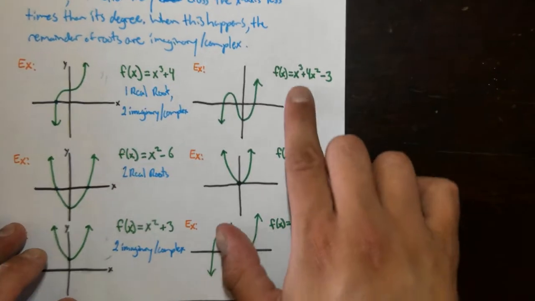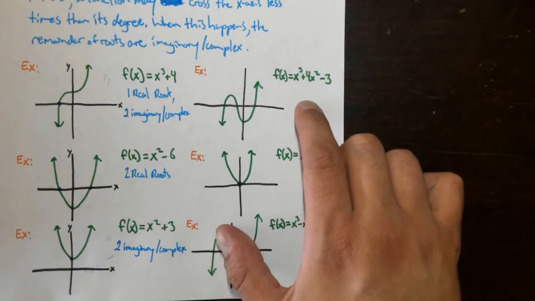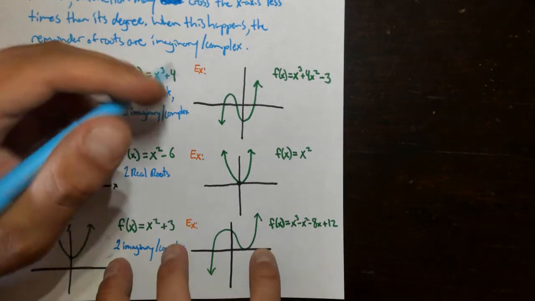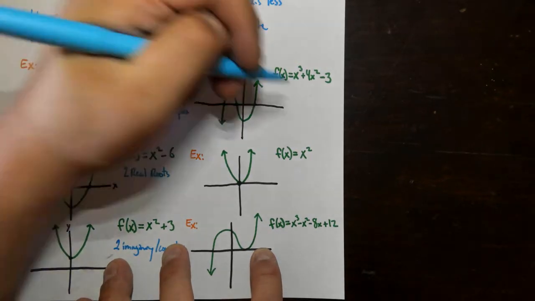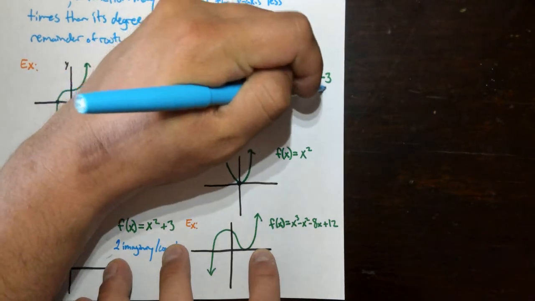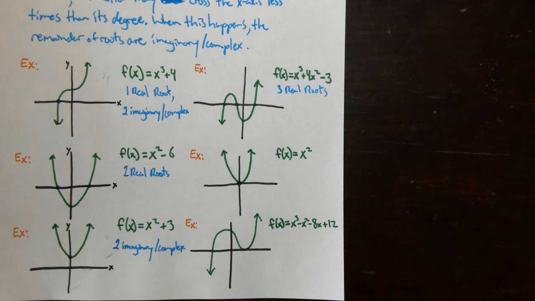Over here we have a cubic again. The degree is 3, so that's a cubic function. And here we see that when I graph it, it crosses the x-axis 3 times. So that means it's going to have 3 real roots. And it doesn't have any imaginary roots.